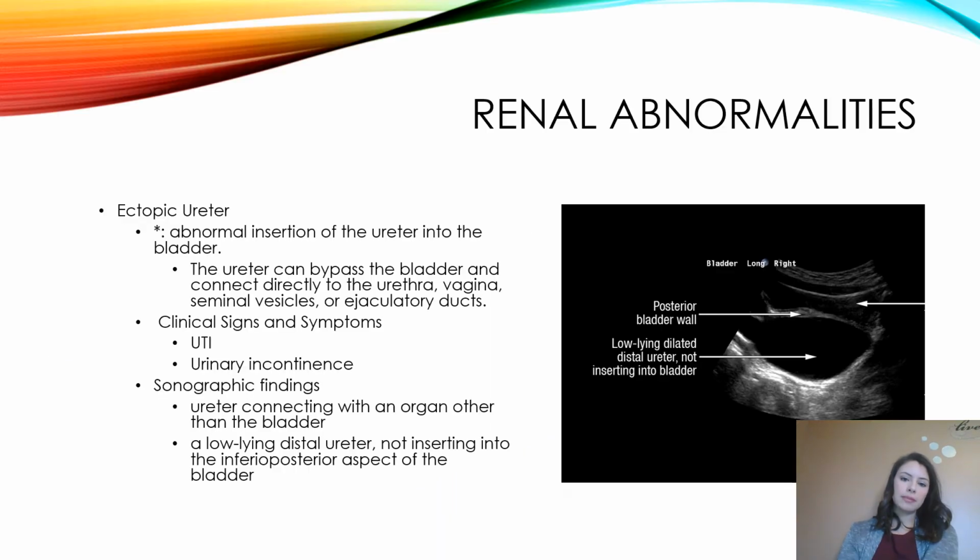Moving on to kidneys. First is an ectopic ureter, and this is an abnormal insertion of the ureter into the bladder, and the ureter can bypass the bladder and connect directly to the urethra, vagina, seminal vesicles, or ejaculatory ducts. Some signs and symptoms are UTI or incontinence.